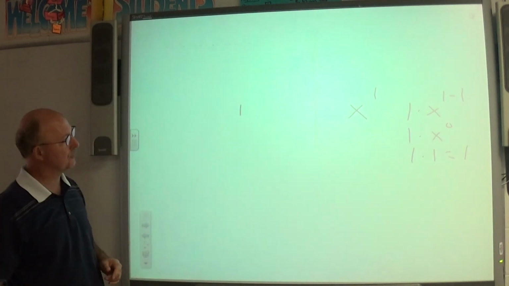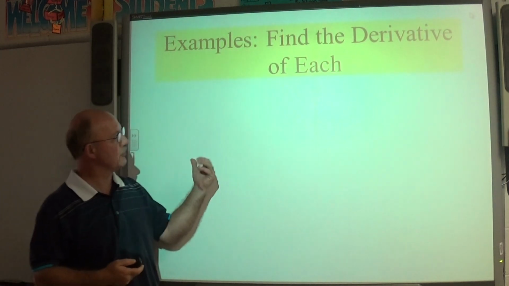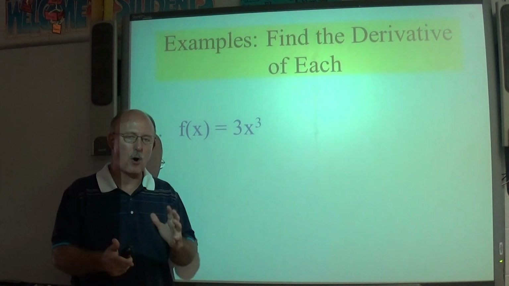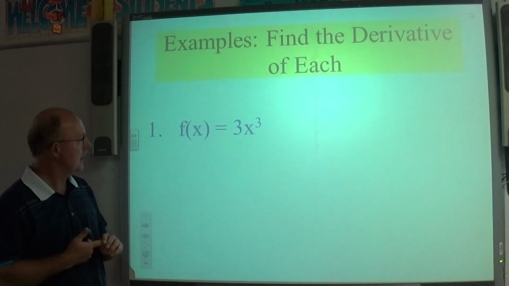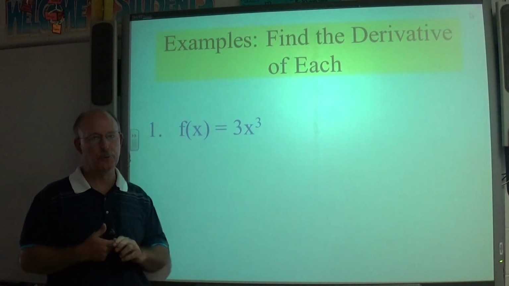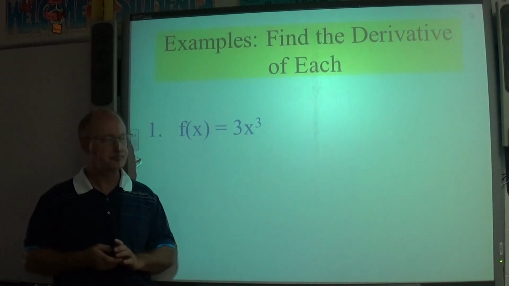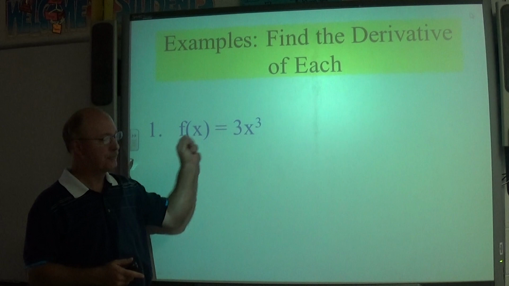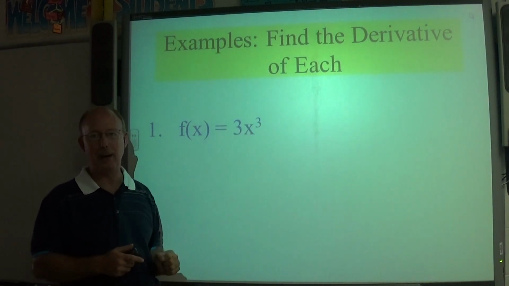So let's look at an example here real quick. We've got a couple of simple examples on our PowerPoint we're going to look at, and some others in the next video. We'll look at some a little bit harder examples. Now let's do this here. Here's our original function, f of x equals 3x to the third power. Now, according to the constant multiple rule, 3 is our constant multiple, times x to the third power.